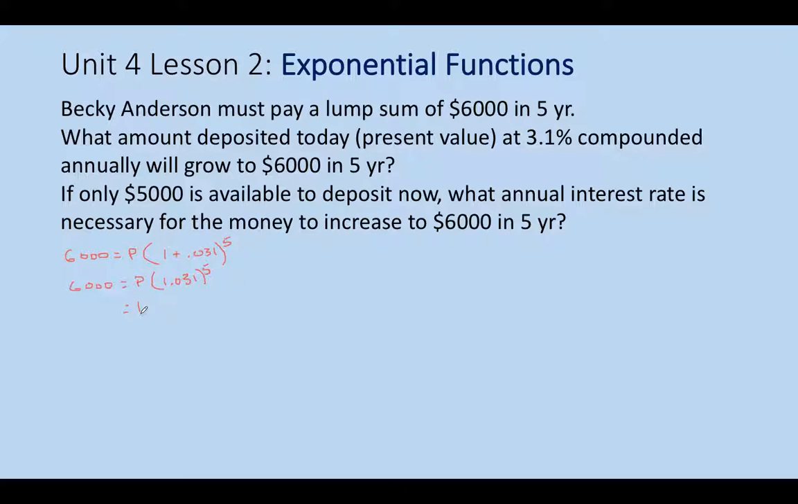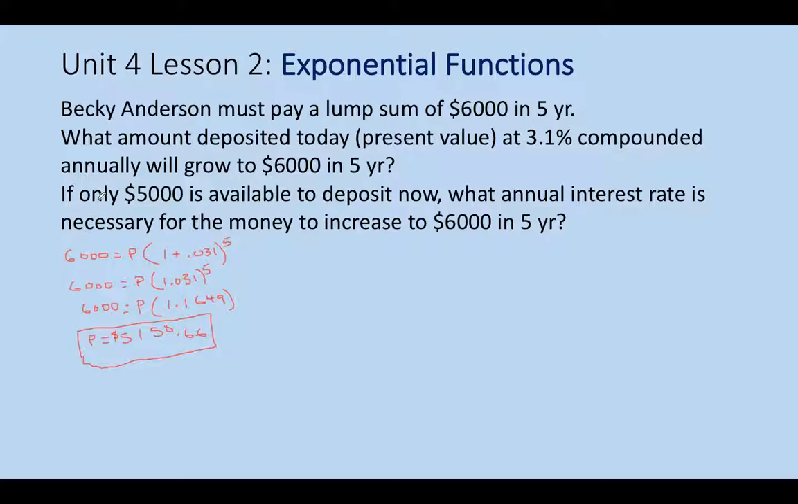and then 1.031 to the 5th is just going to be 1.1649 about, and so then we will divide both sides by this 1.1649, and we get P, the original amount, is $5,150 and about 66 cents. So that's what she would have to invest originally, so that in 5 years at this rate she would wind up with that $6,000.